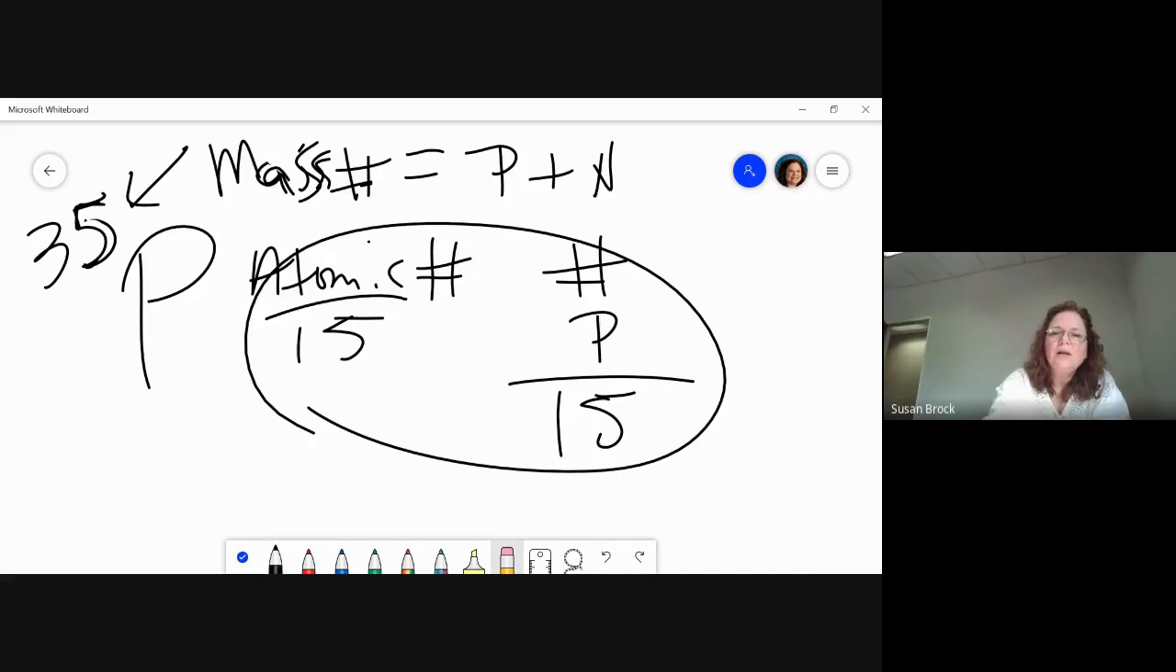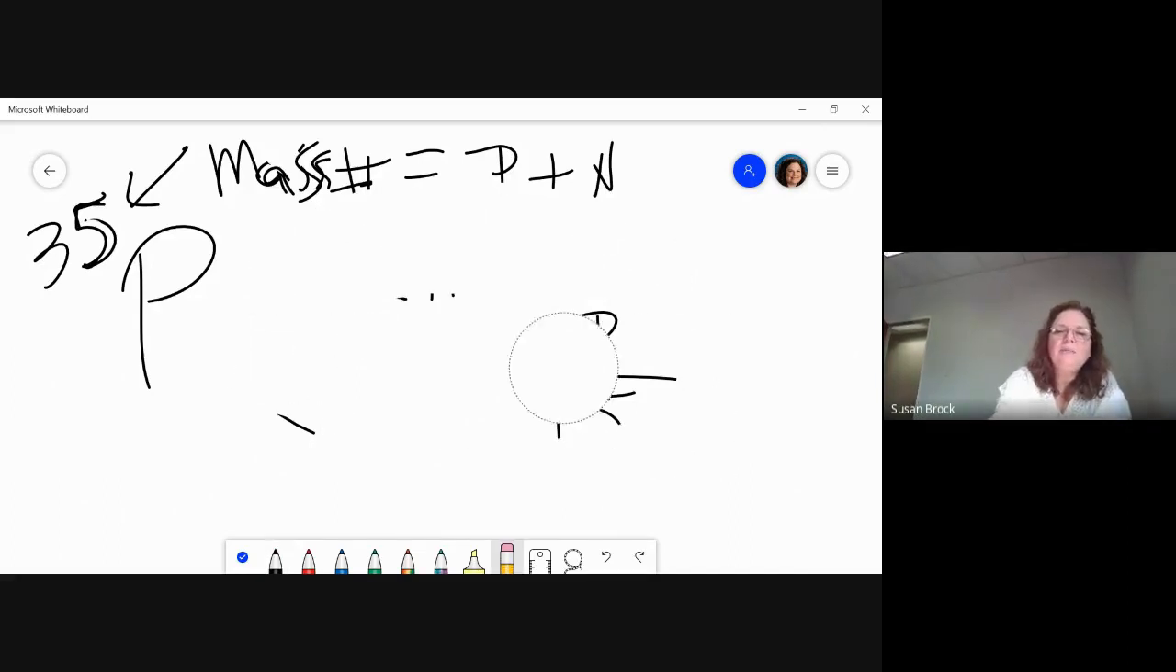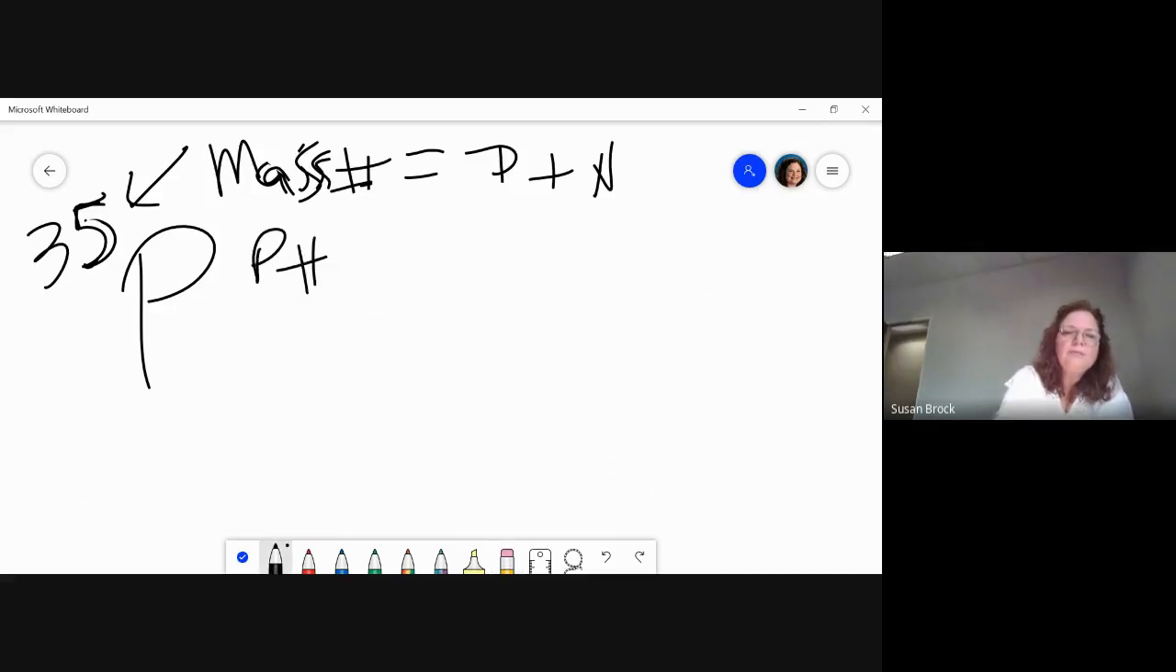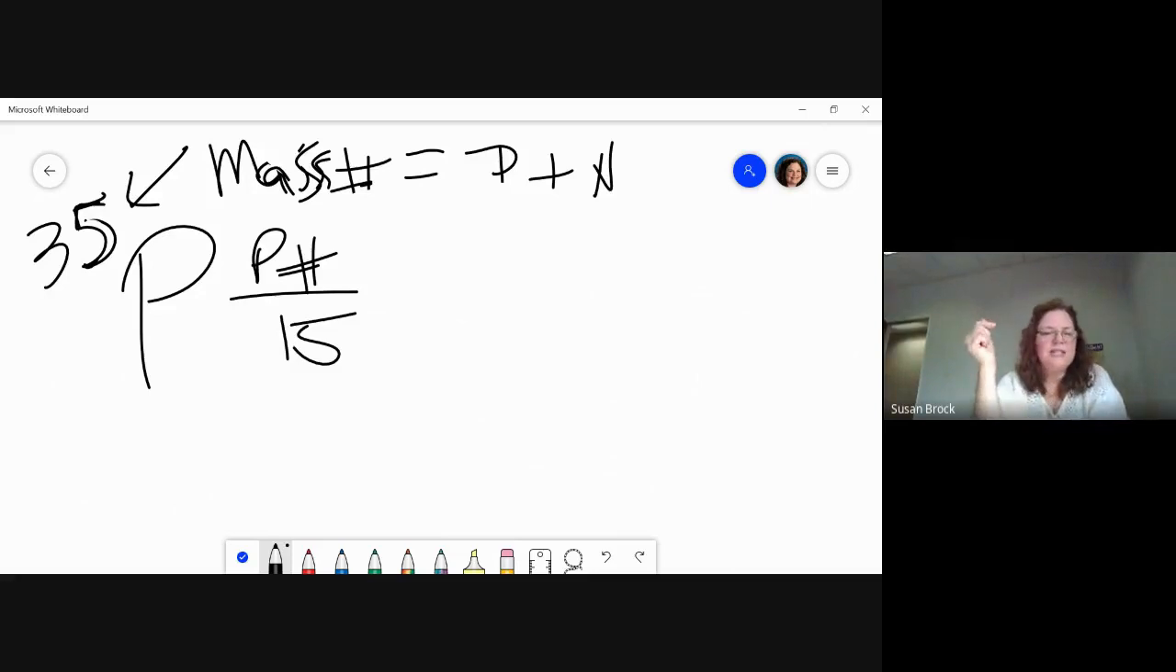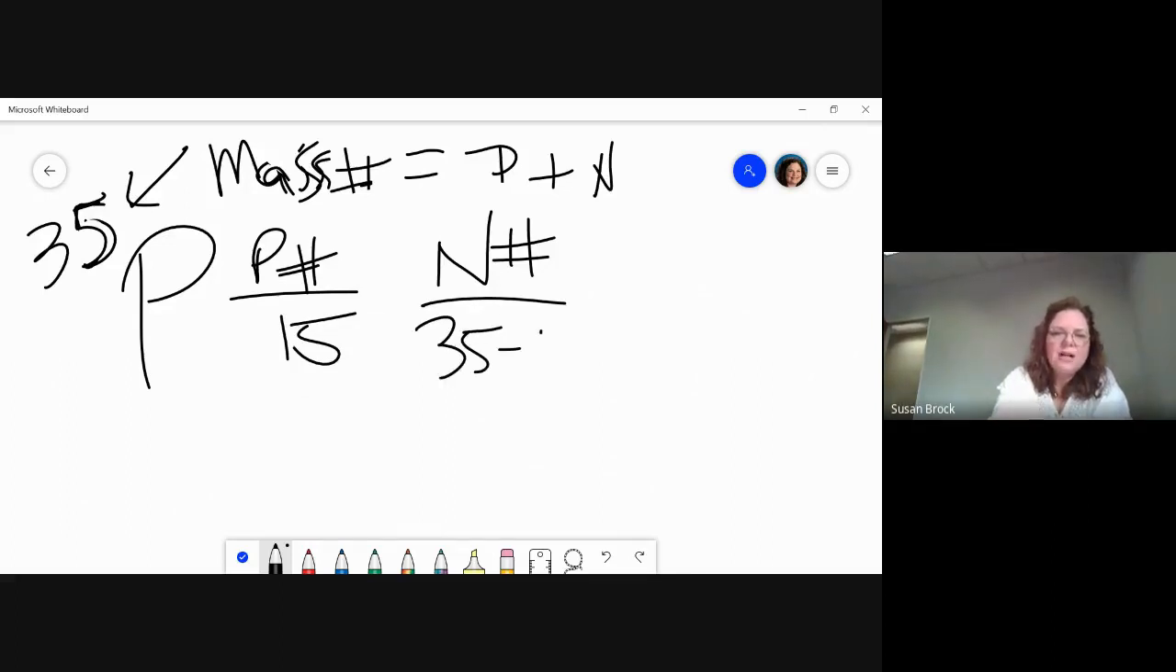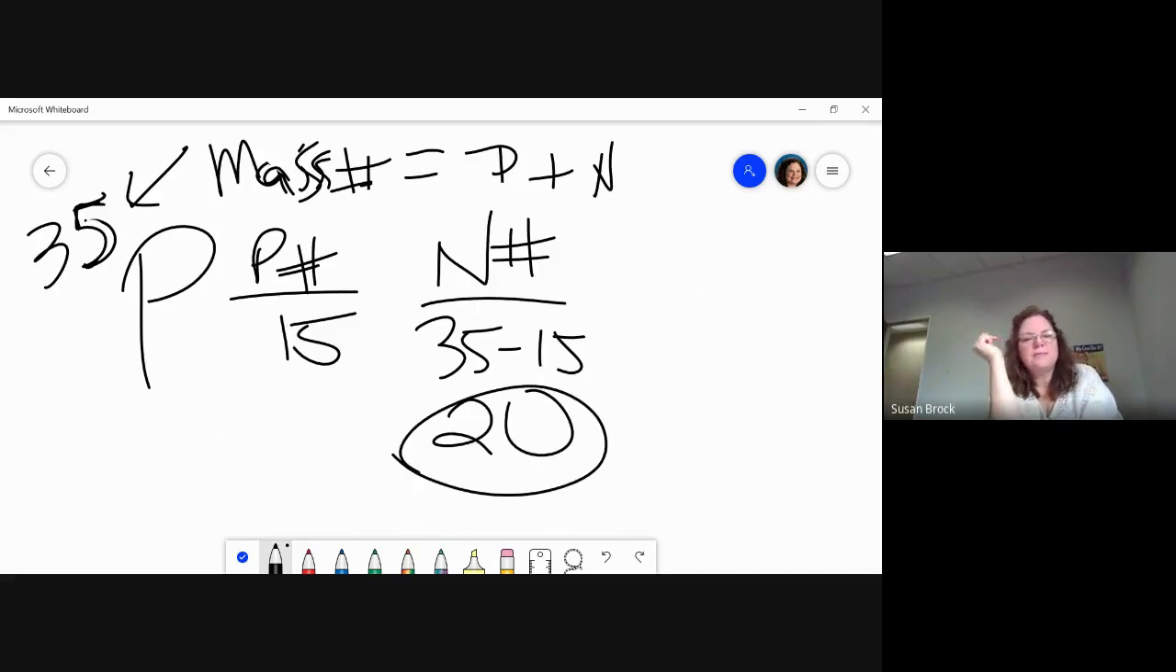Okay? So if we know the proton number is 15, then can we find the number of neutrons? Yes, we can. We can take 35, the mass number, and subtract 15. So we have a total of 20 neutrons, because mass number is protons plus neutrons. If I take the mass number and subtract protons, I get the neutrons.